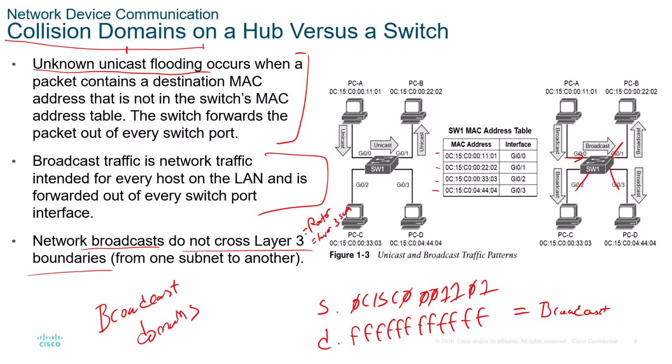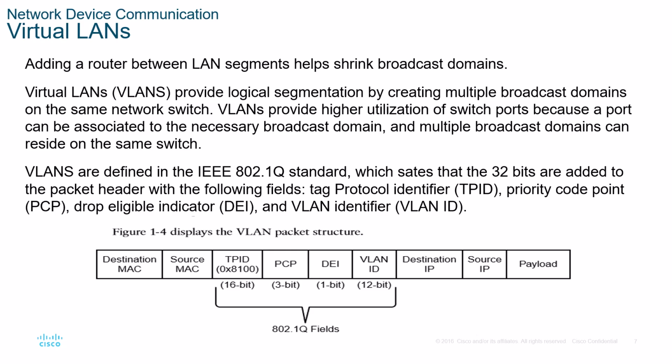So how does this work with virtual LANs or VLANs? So adding a router to a LAN segment to help shrink the broadcast domains. Again, notice that last we were talking about collision domains. Once we go to broadcast, that broadcast domain is the sphere that will handle our broadcasts. Again, that layer 2 section. So we can add a router between physical LAN segments, but that might not always be feasible. So we can actually logically separate them by using VLANs.